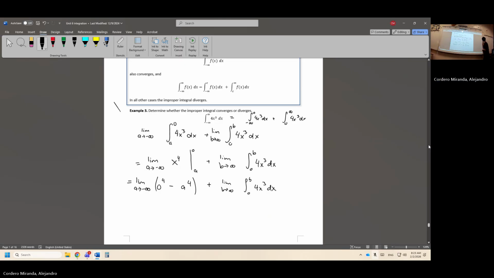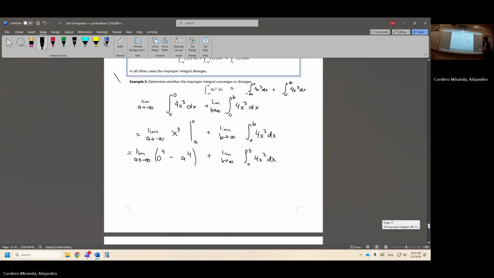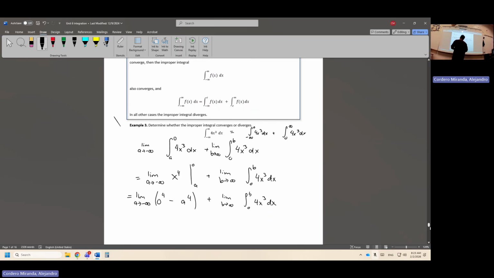Okay. And now here's us evaluating this limit. 0 to the fourth is obviously 0. But what happens to a to the fourth as a goes to negative infinity? Goes to infinity. Nice, good job. Again, think of the parent function. A to the fourth is like a parabola, and so as you go further and further left, this goes up and up and up. This would go 0 minus infinity, which would, of course, be infinity.